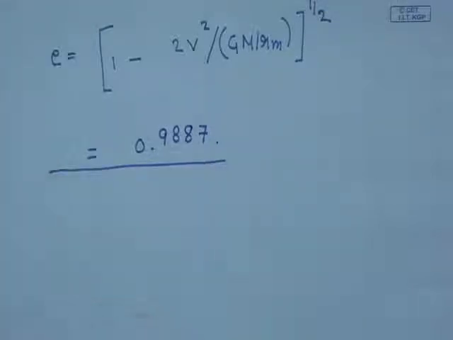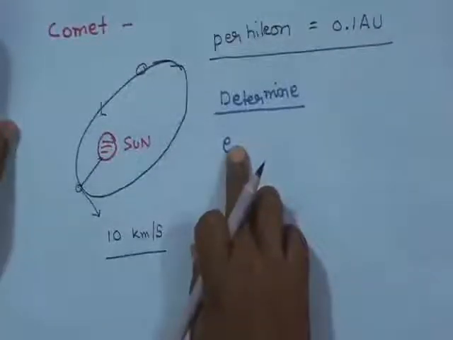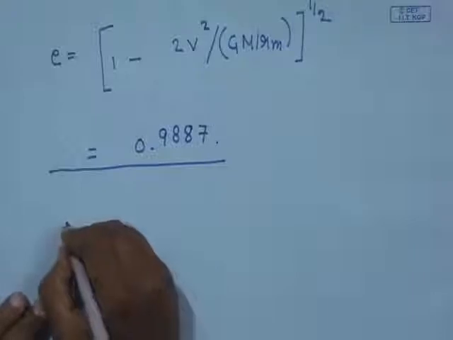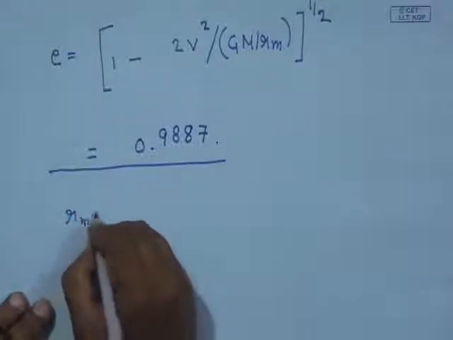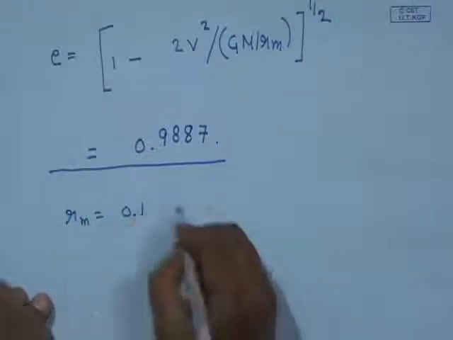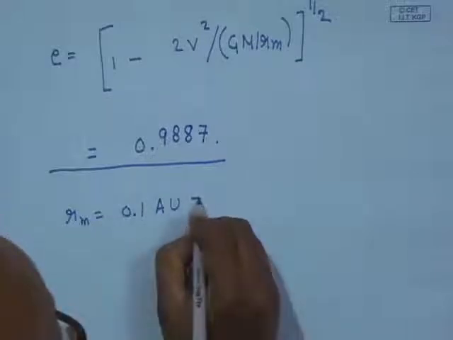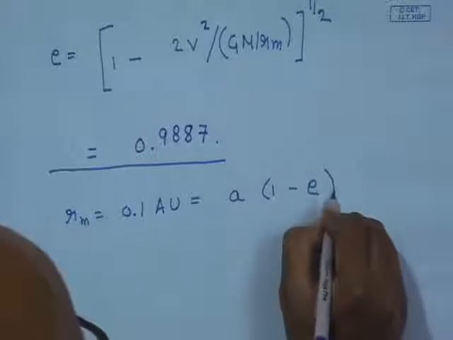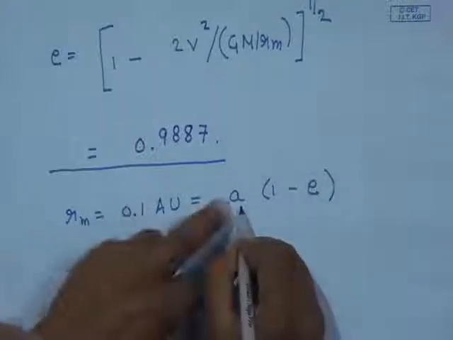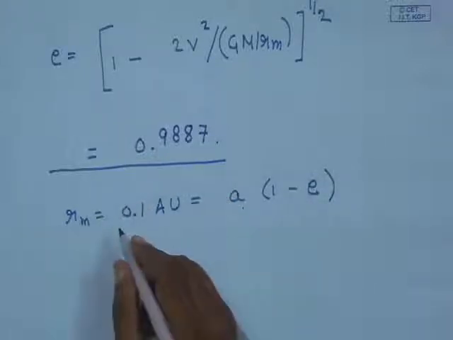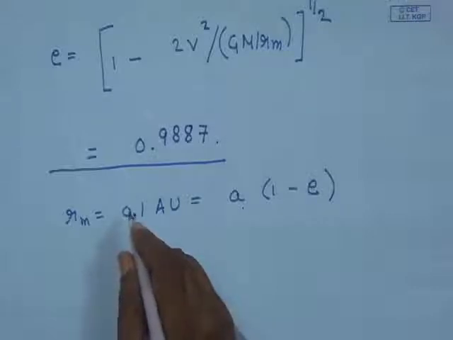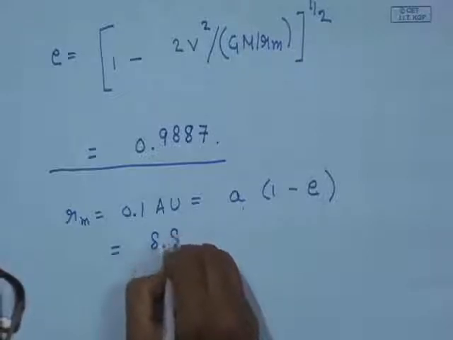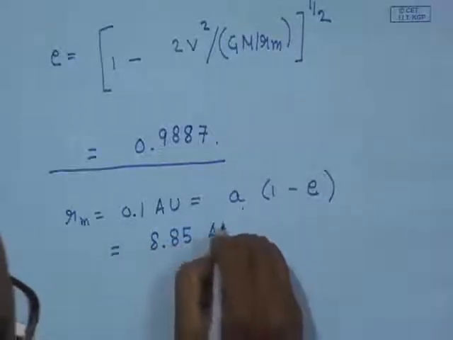So, we have determined the eccentricity of the orbit. Next, to determine the semi-major axis, the minimum distance r min, which is 0.1 astronomical unit, we know this is the semi-major axis into 1 minus the eccentricity. We know the eccentricity, so you can determine the semi-major axis, and the semi-major axis comes out to be 8.85 AU.